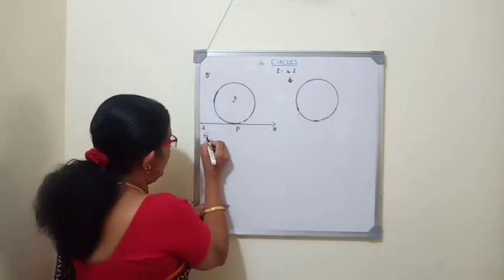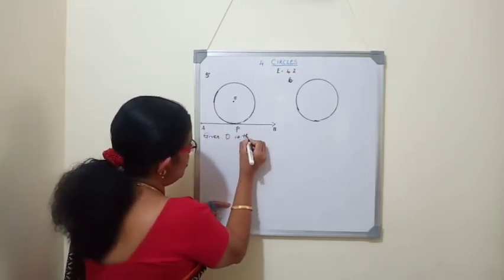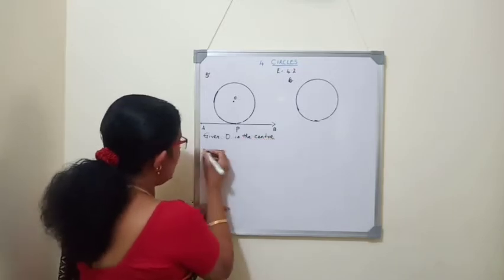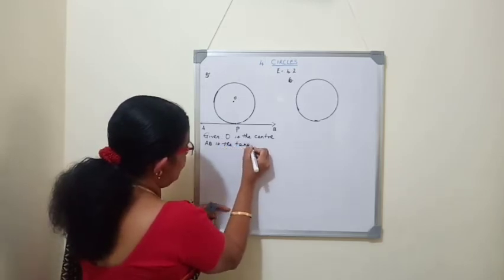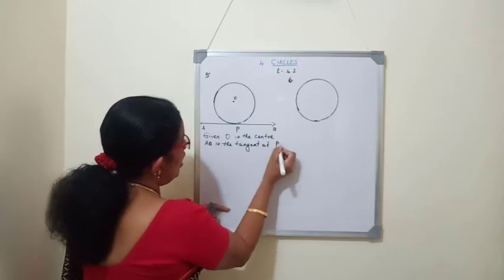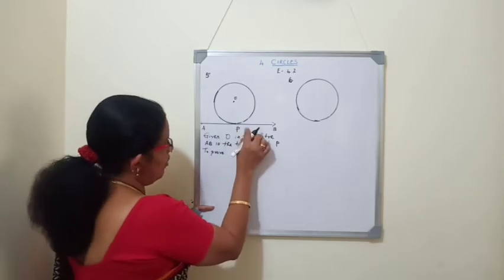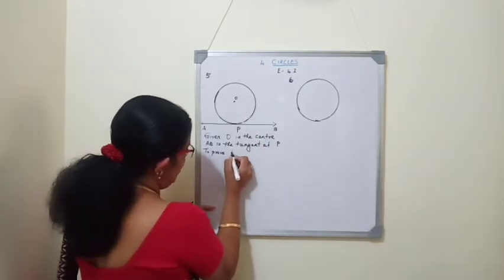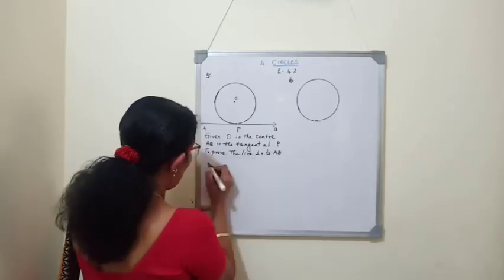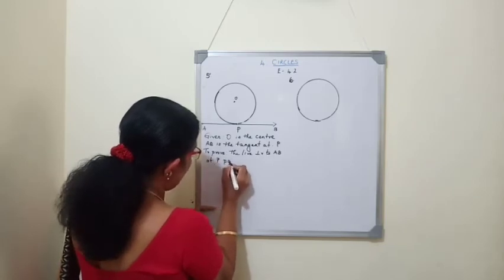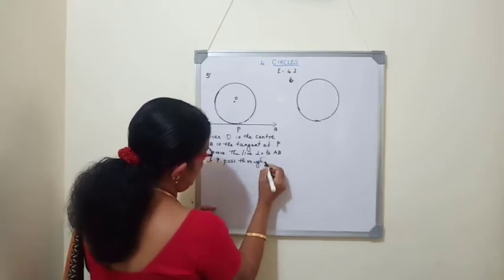So, what is given? We will write. Given: O is the center of the circle. AB is the tangent at P. We have to prove that, to prove, the line perpendicular to AB at P passes through the center O.